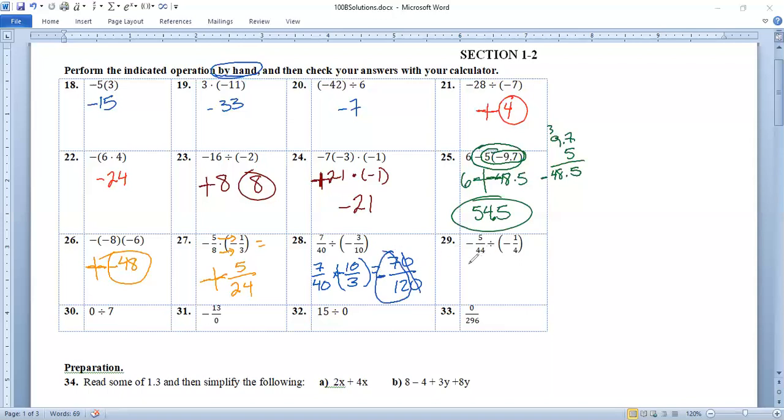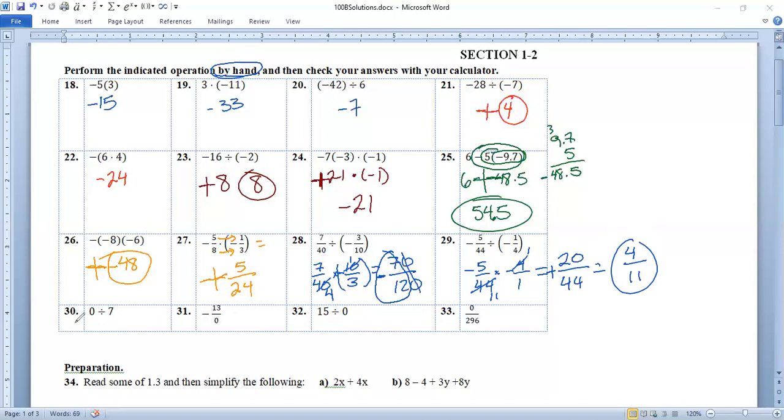Number 29, negative 5/44 divided by, which means we're multiplying by the reciprocal, negative 4 over 1. So you could do negative 5 times negative 4 is a positive 20 over 44. Notice that's 2 negatives that made a positive there. And we can divide by 4, 5/11. Now notice what happens here. We could have canceled right here, those 4s, leaving a 1 and an 11 there. Just like over here, we could have canceled the 10 and left a 1 and a 4. Either way, we'll get to the same answer.